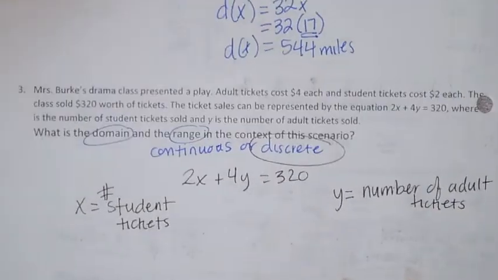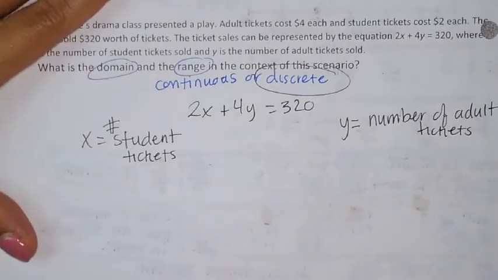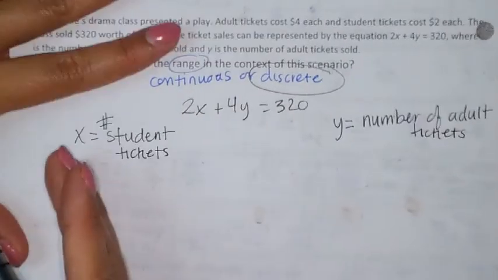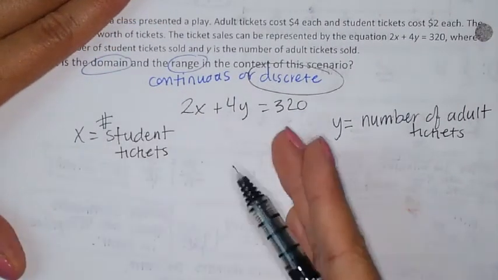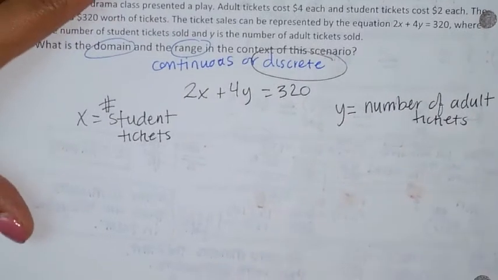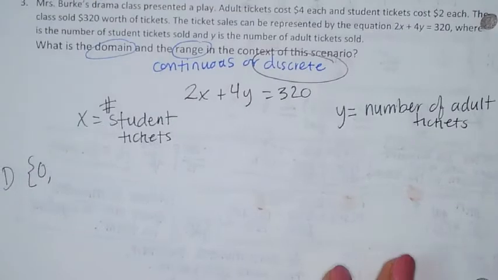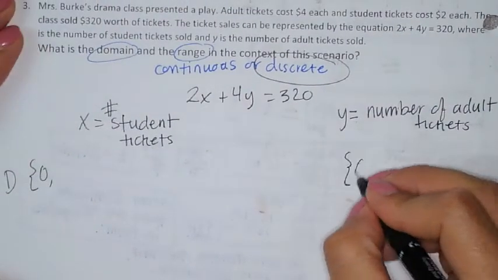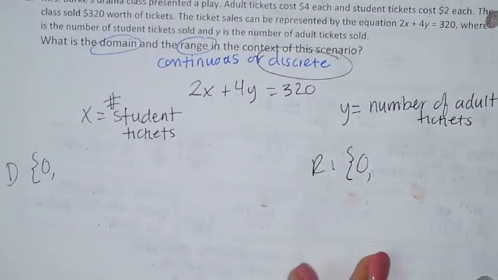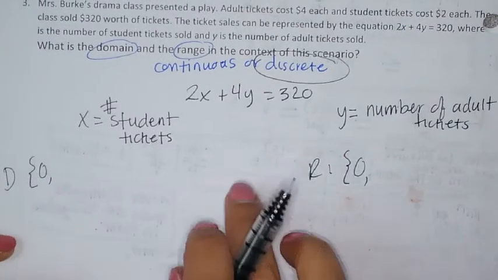Okay? So now I know I'm going to have to list it. I'm going to have to list the minimum amount of tickets I can sell for students and the maximum, and also for the adults. I know that for both, I'm going to start the domain at 0 because you can sell 0 student tickets. You can sell 0 adult tickets. Now I just need to know what the maximum number is.